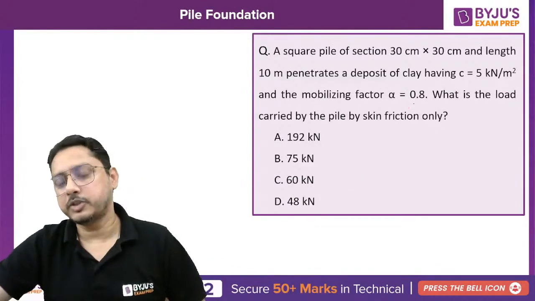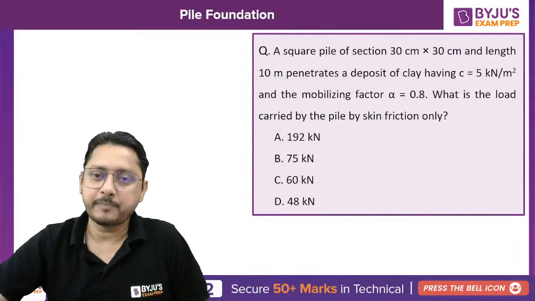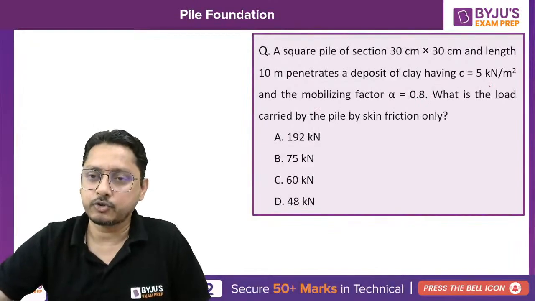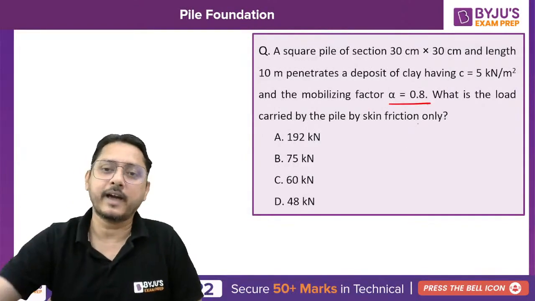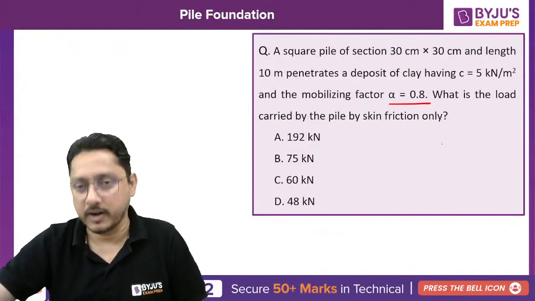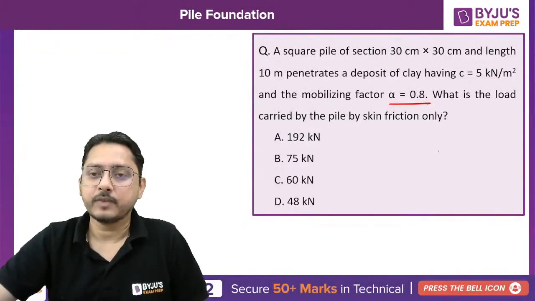A square pile of section 30 by 30 and length of 10 meter penetrates a deposit of clay having C equals to 5 kilonewton per meter square and a mobilizing factor alpha 0.8. What is the load carried by the pile due to friction only? How can you calculate it?